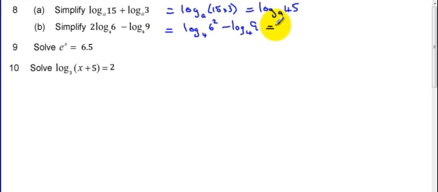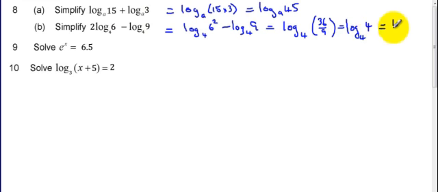The second law of logs tells us that we can now combine these by dividing 6 squared by 9 inside the log. Log to the base 4, 6 squared is 36, divided by 9. Now 36 divided by 9 is 4. Log to the base 4 of 4 is 1.